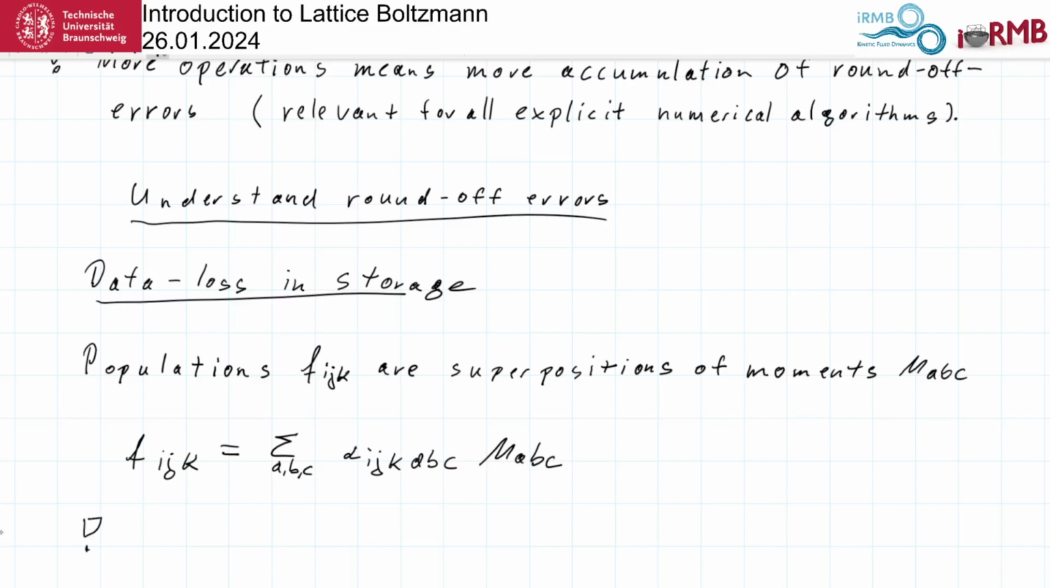So, okay, what we established is each population is a combination, in one sense, of the moments, right? So you sum them up with some coefficient, right? So this is how it works. And now after we put our moments in the populations, we are going to store them in a floating point number.